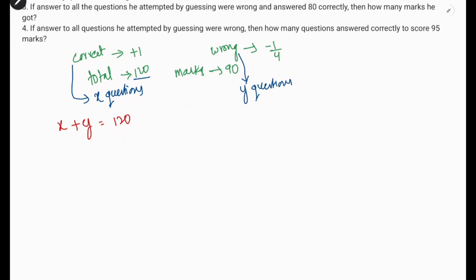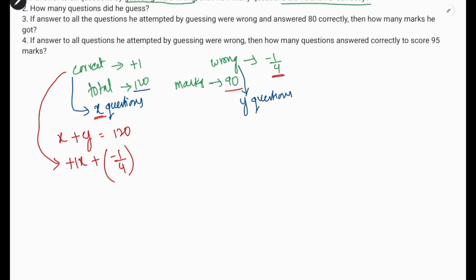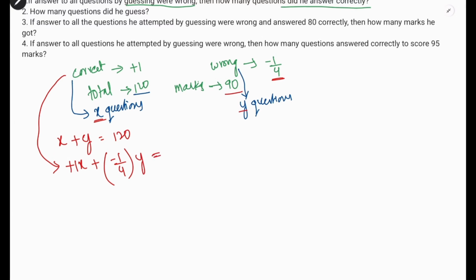Now we will form the second linear equation. How many marks did he get? 90 marks. What is the mark given to the correct question? It is plus 1. How many correct questions he attempted? x. And what is the mark given to the wrong one? It is minus 1/4. And how many wrong questions he attempted? y. This is equal to the total marks he got, 90 marks. Now we will solve this. x minus 1/4 y is equal to 90.